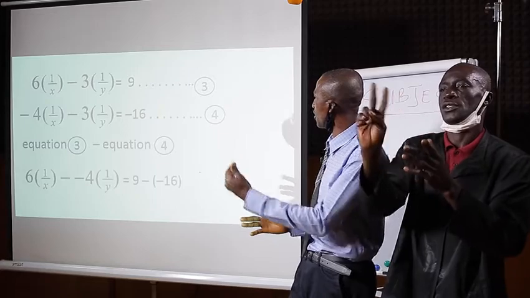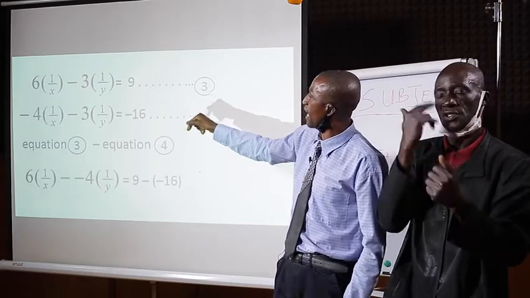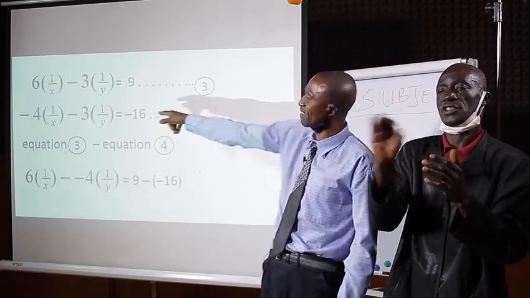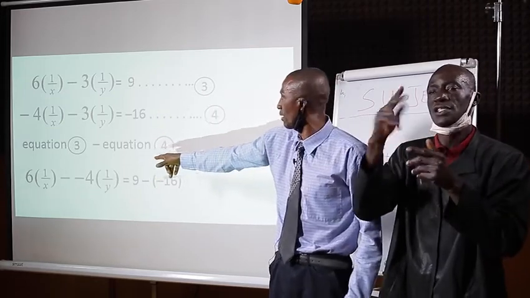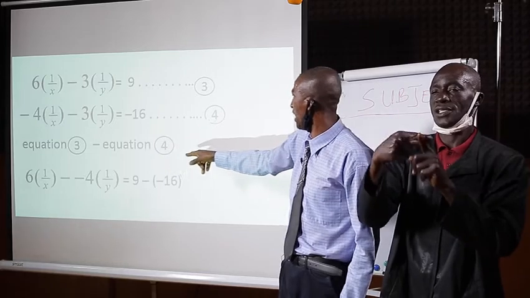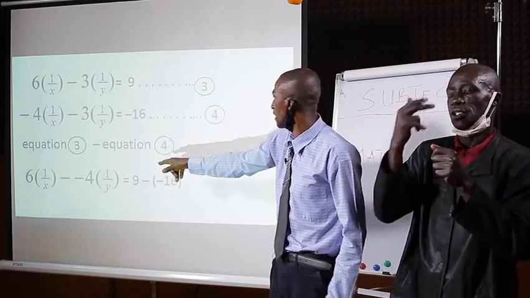Then the second minus is, you can now see that the coefficient of 1 over y in equation 4 is negative 3. That's why you can see the second negative there.